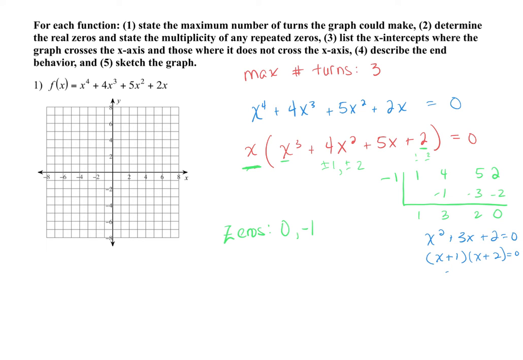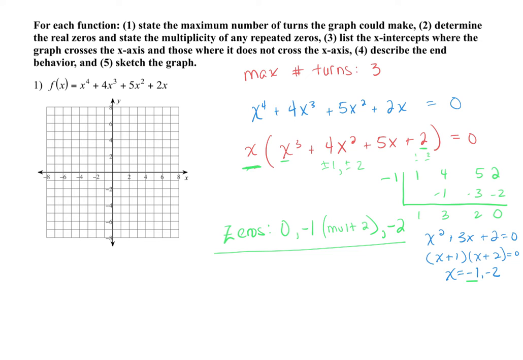When you set those equal to 0, your zeros happen at -1 and -2. Well, I've already written -1 down. I have -1 again. What does that mean about -1? It has a multiplicity of 2 because I did it twice. And then I also have a 0 at -2. Those are my zeros: 0, -1 happens twice, and then -2.